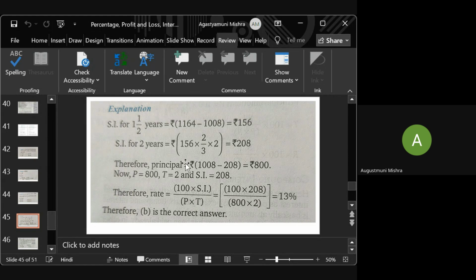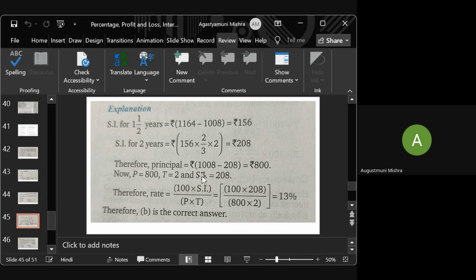After that, you have to just subtract from the principal. To find out the principal, you have to just subtract it from the given amount. Then you will get the principal, time, SI. Then you have to put it into the formula. Okay, just you have to reverse that formula, like P into R into T. For the rate, you have to just reverse here and there. Then when you put all these things in the equation, you will find out the answer. That is 13%. Answer B is correct.